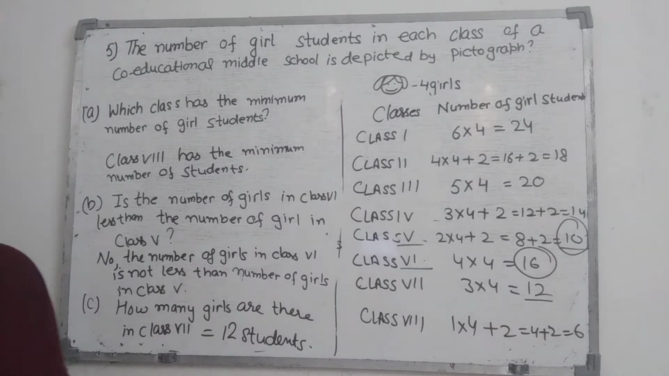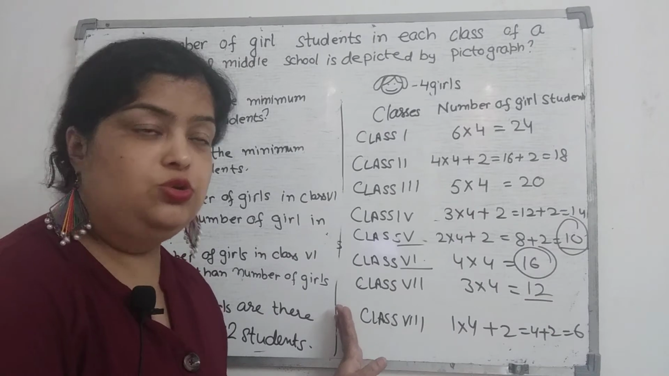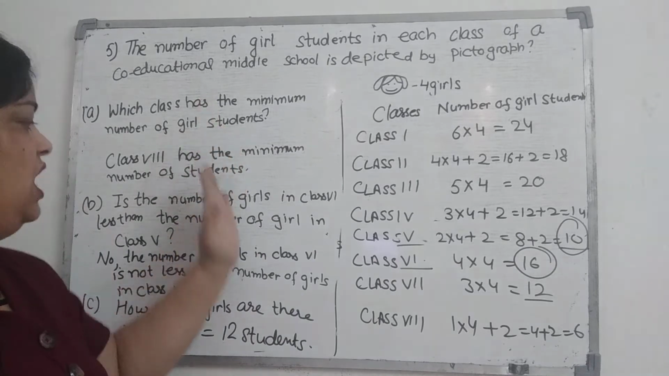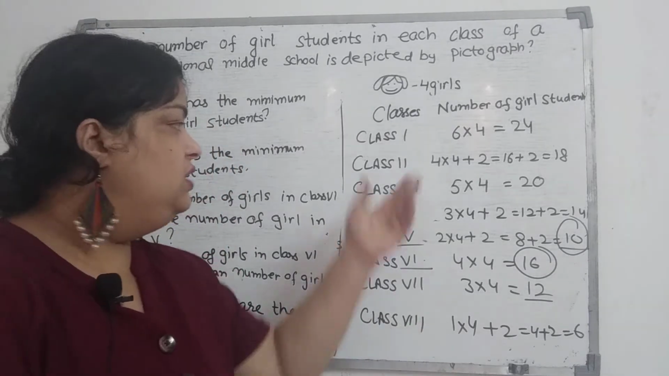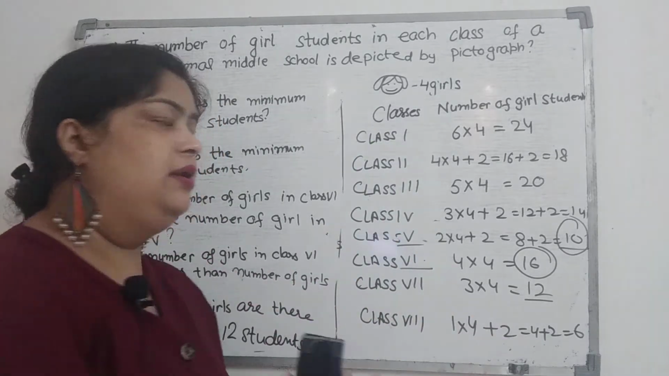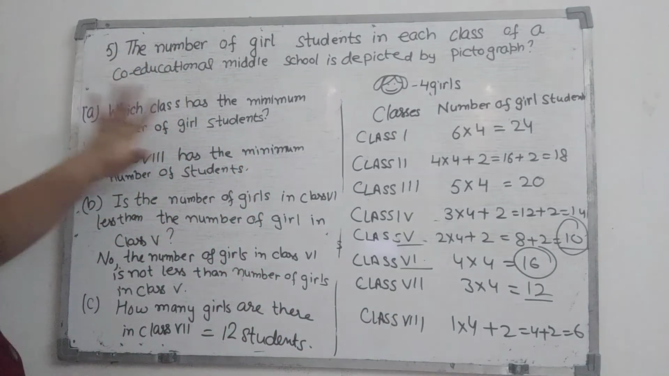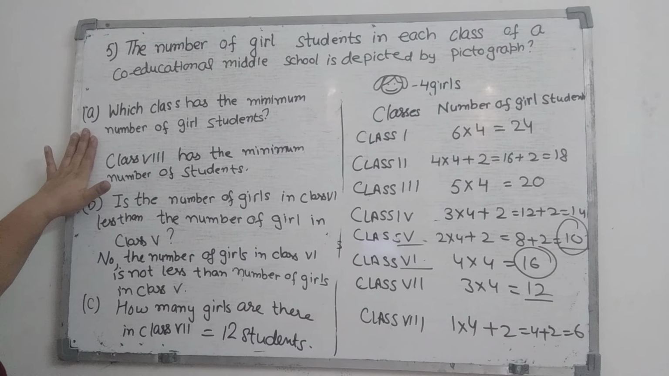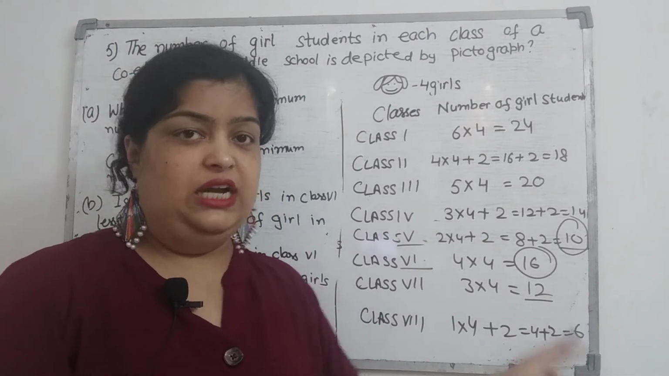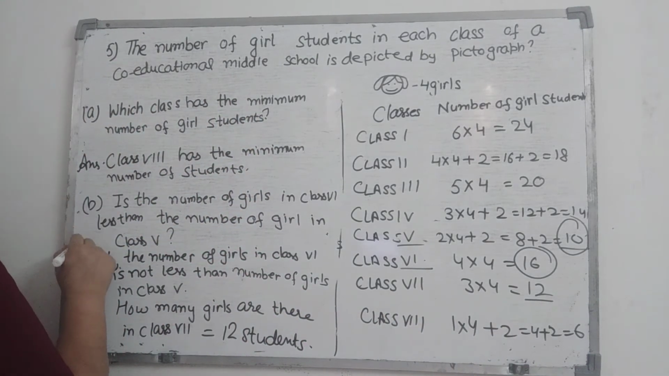What I have done in this question: first I have solved how many girl students are in each class. According to that, I have solved these answers based on this pictograph. Which class has the minimum number of girl students? Here you can check that class 8 has the minimum number of students, that is 6. So you have written class 8 has the minimum number of students.